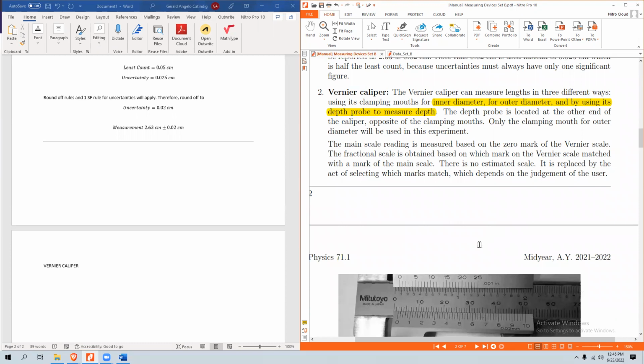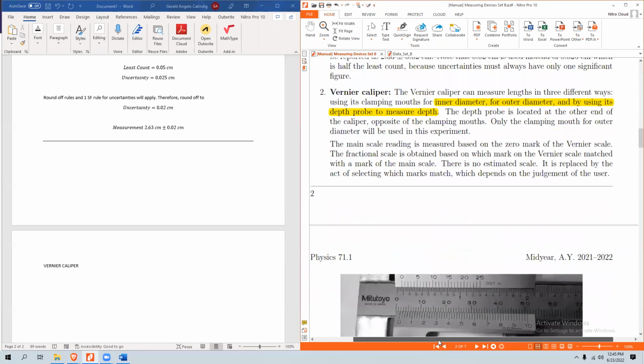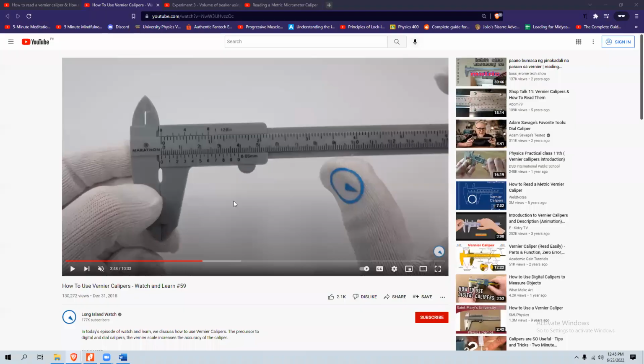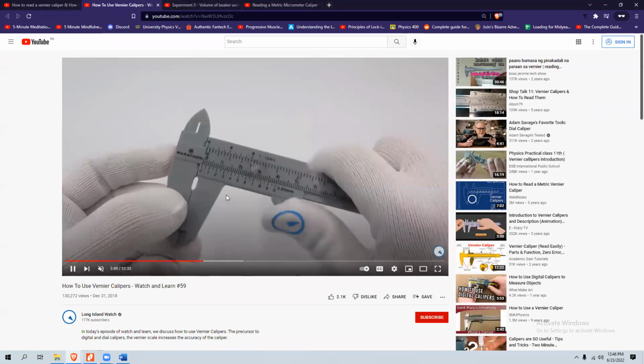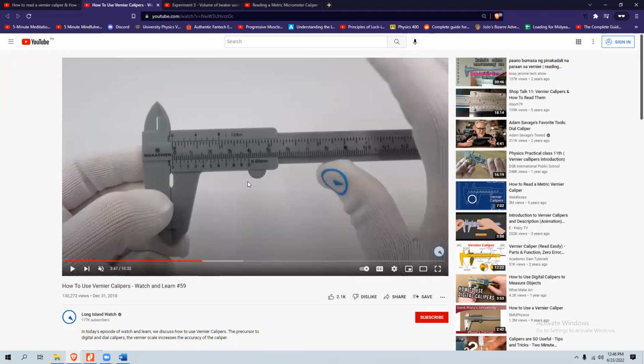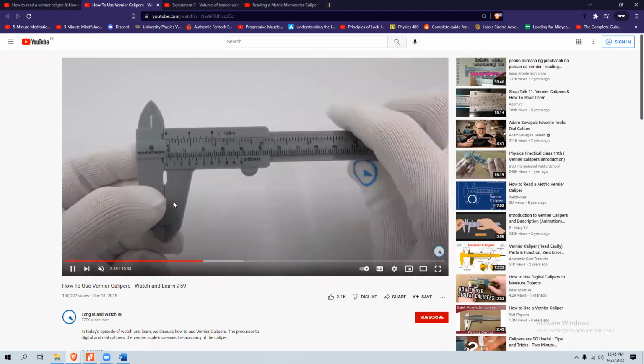Before we proceed with the measurement scales, let's have a short demonstration on how we use Vernier calipers. I have here a set of videos, so let me show you. This one is a standard Vernier caliper. If I play this video here, this circular nudge can be rotated to make the caliper, quote unquote, open up.